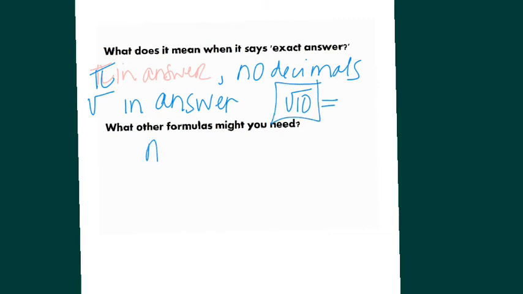Formulas that you might need: the area of a circle is pi r squared. Circumference of a circle is 2 pi r, and I think I gave you all the other formulas, and that should be everything you need.